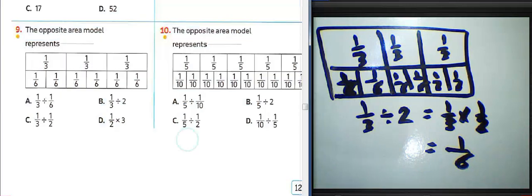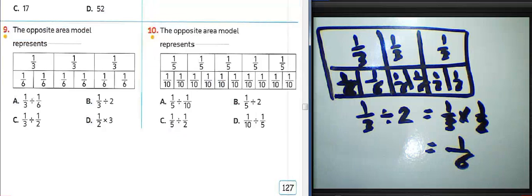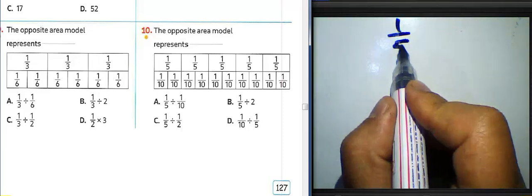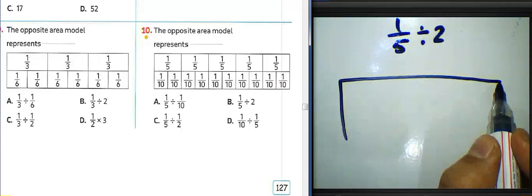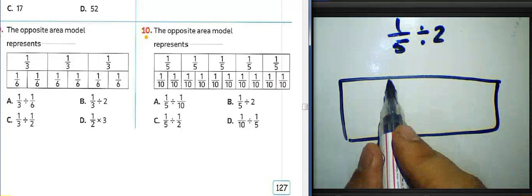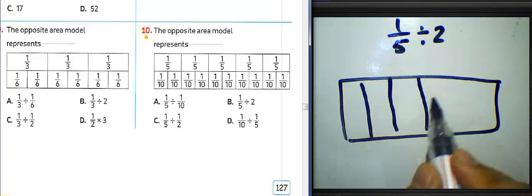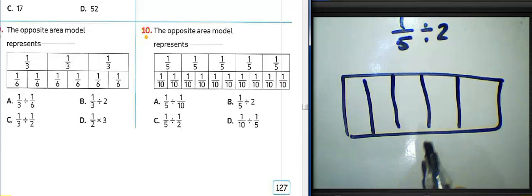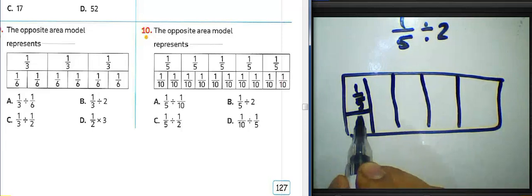And question number 10. We have 1 over 5 divided by 2. Why? Because we have 5 parts here: 1, 2, 3, 4, 5. 1 over 5 divided into 2 parts, and each of them equals 1 over 10.